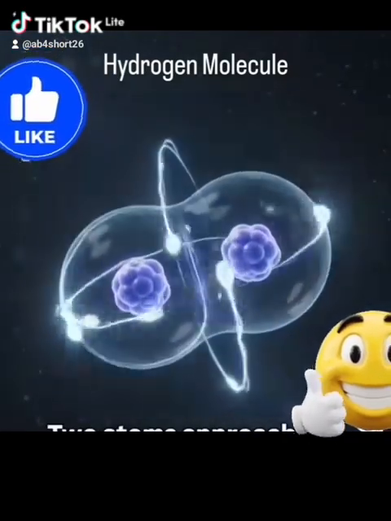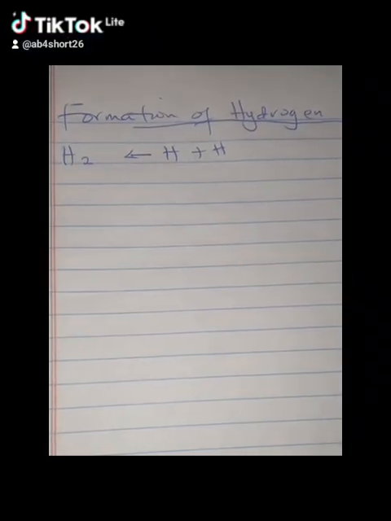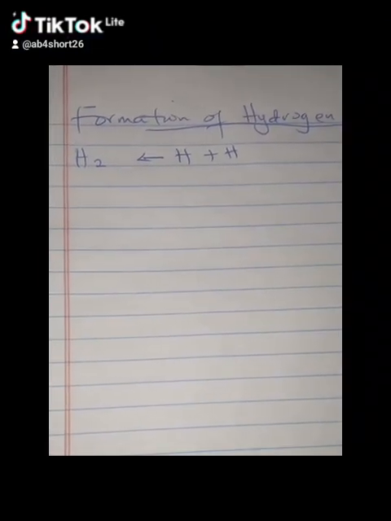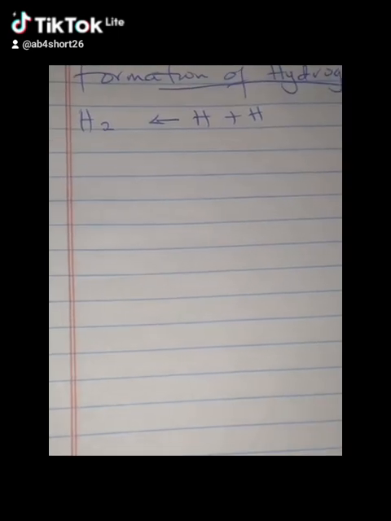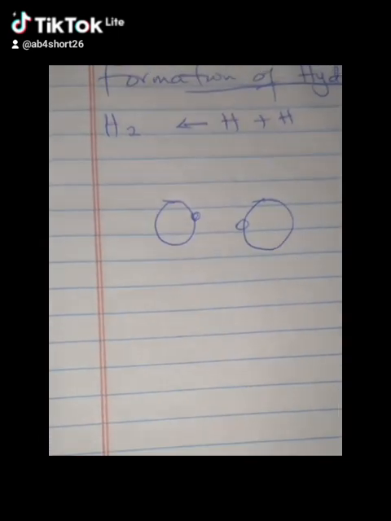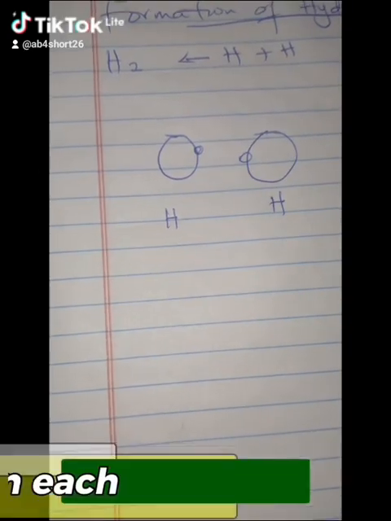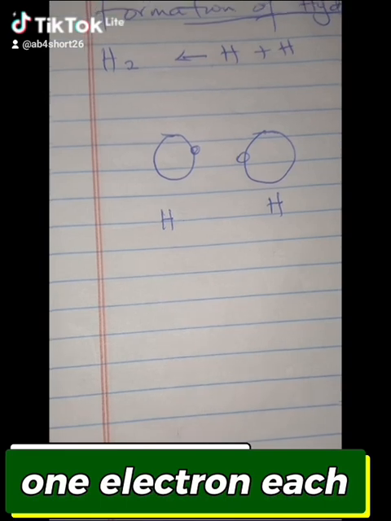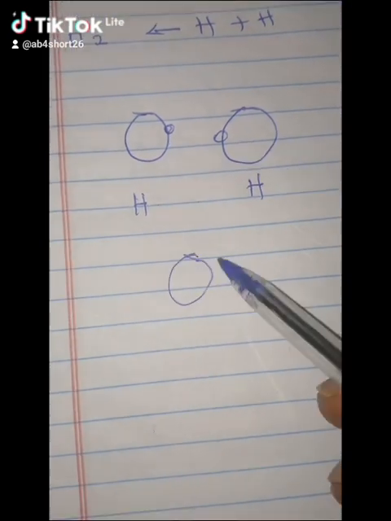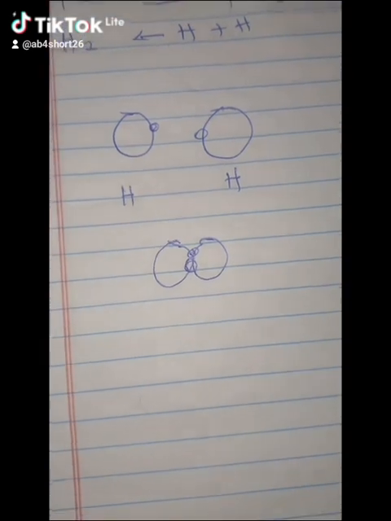Hydrogen is the simplest element. Two atoms approach to share their electrons. Two atoms of hydrogen are covalently bonded to form the hydrogen molecule. Let's draw the structure of hydrogen. Now, in the normal sense, this is hydrogen, this is hydrogen. They both require one electron to be stable. They will tend to combine together and then share their electrons.